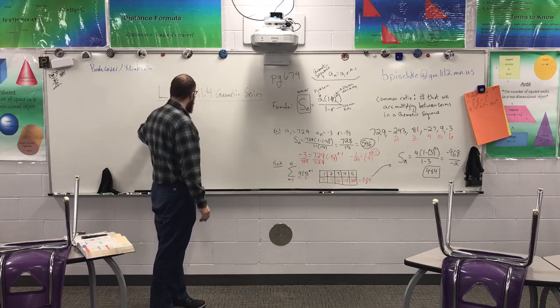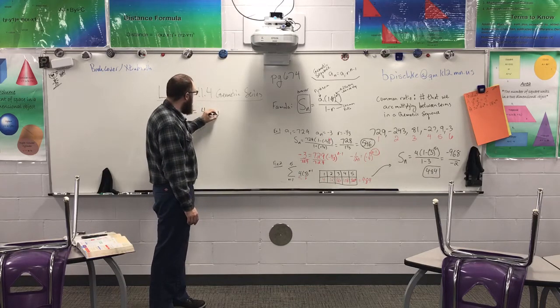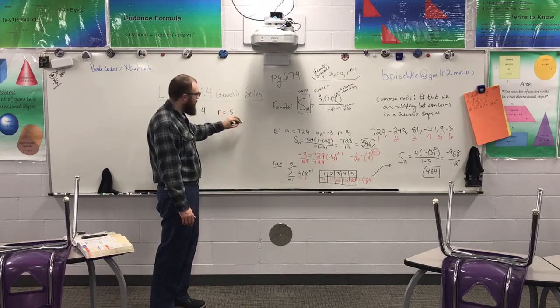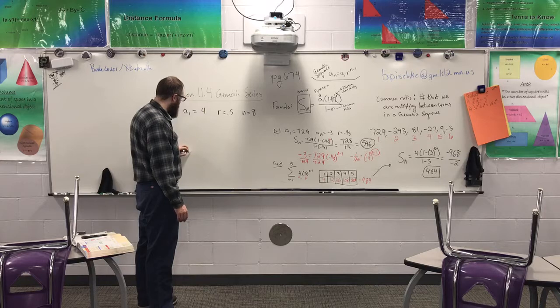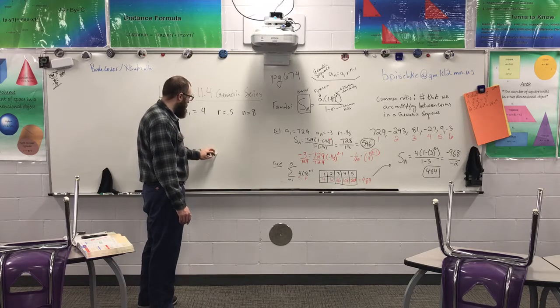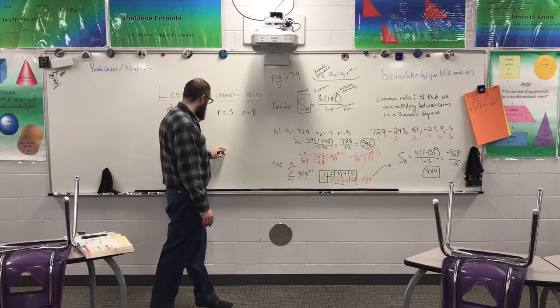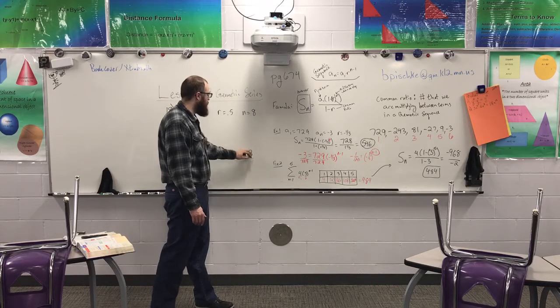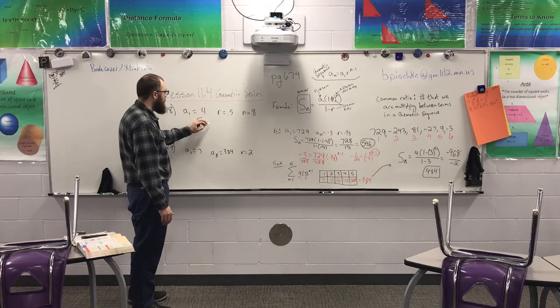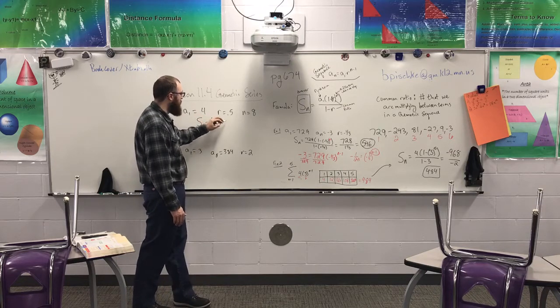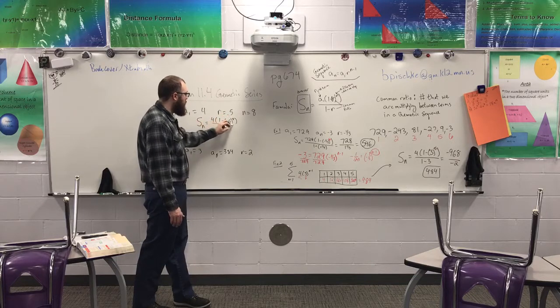Problem 18 is A1 equals 4, R equals 0.5, and N is 8. Problem 24 gives us A1 is 3, A8 is 384, and R is 2. Alright, so let's go through our formula here. S sub n equals A1, 4, parenthesis, 1 minus, parenthesis, 0.5, parenthesis, to the 8, over 1 minus 0.5.